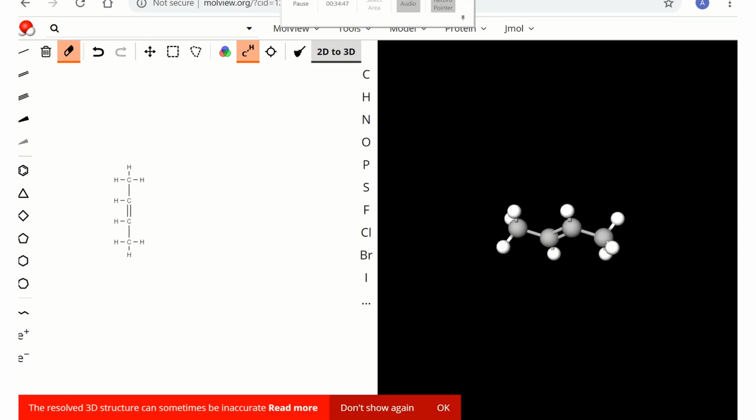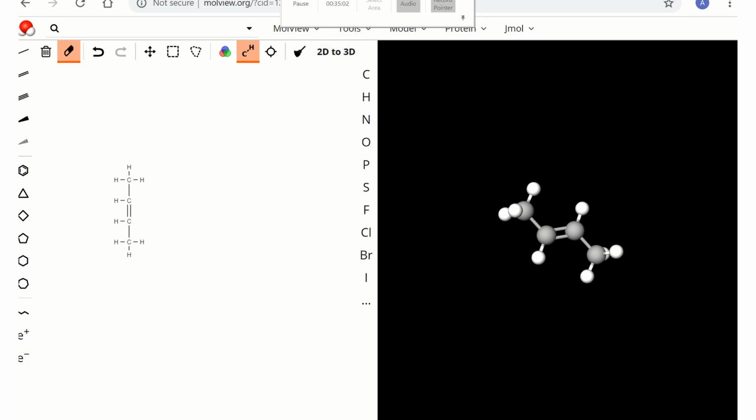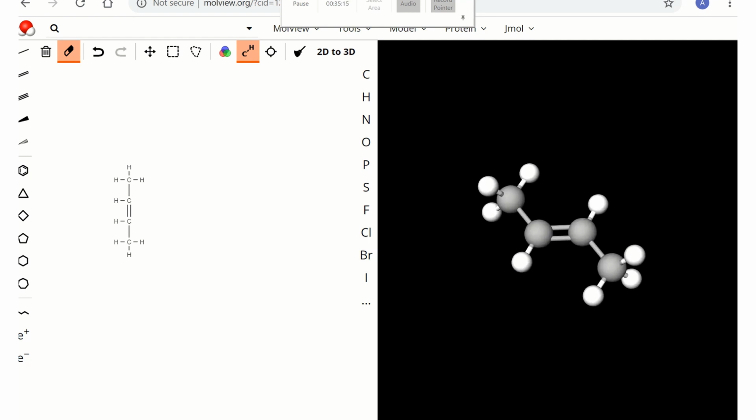Okay, so take a look at this molecule here. Is this a cis or trans isomer for 2-butene? So without me indicating it, the model automatically gave me a trans 2-butene because you can see this CH3 and CH3, they are on the opposite end. Okay, so this is a trans 2-butene.